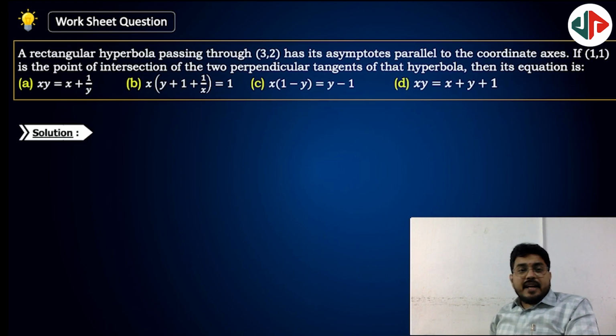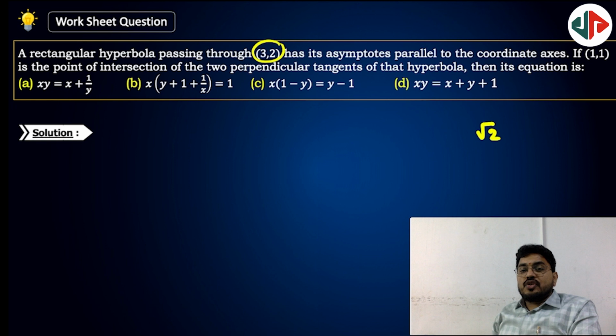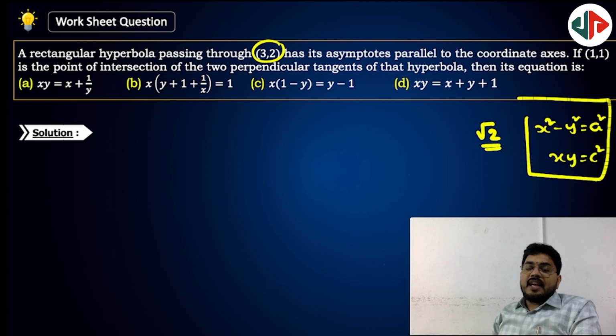A rectangular hyperbola passing through (3, 2). Rectangular hyperbola, eccentricity is root 2. So that equation will be either x square minus y square is equal to a square or xy is equal to c square. So the rectangular hyperbola will be like this.